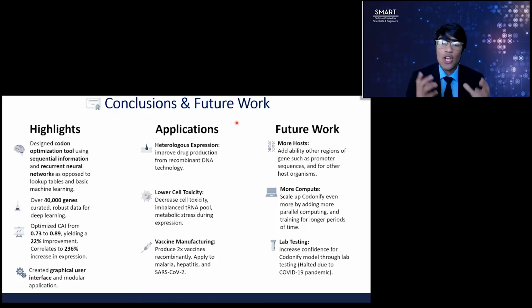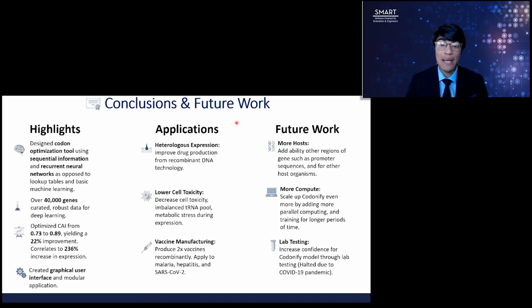So in this research, I was able to design a codon optimization tool to understand sequential information using a novel recurrent neural network approach. Codonify offers a significant improvement in CAI, which correlates to an enhanced protein expression, which can make vaccines more cost-effective and allow them to be distributed quicker. I've applied Codonify to a Plasmodium falciparum vaccine, which is the most deadly malaria parasite. And I'm very excited about the results I've received so far, so I am not stopping here.